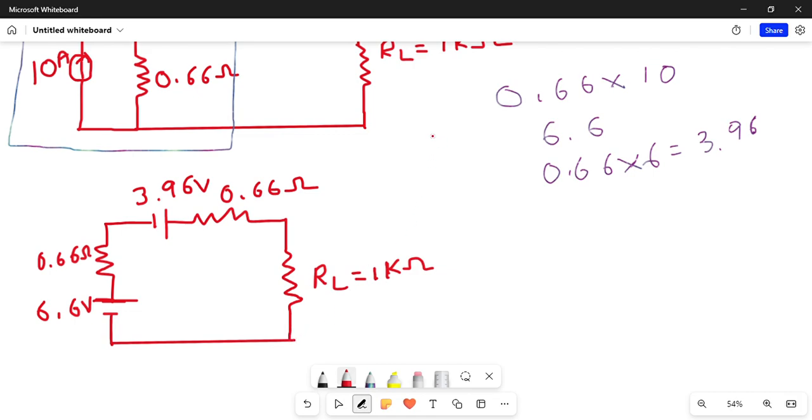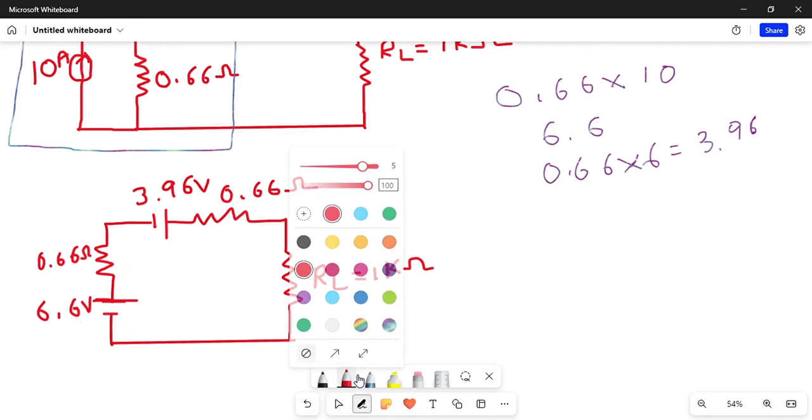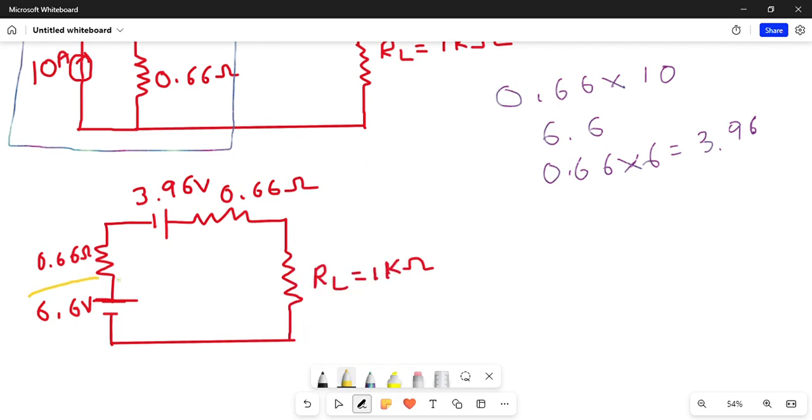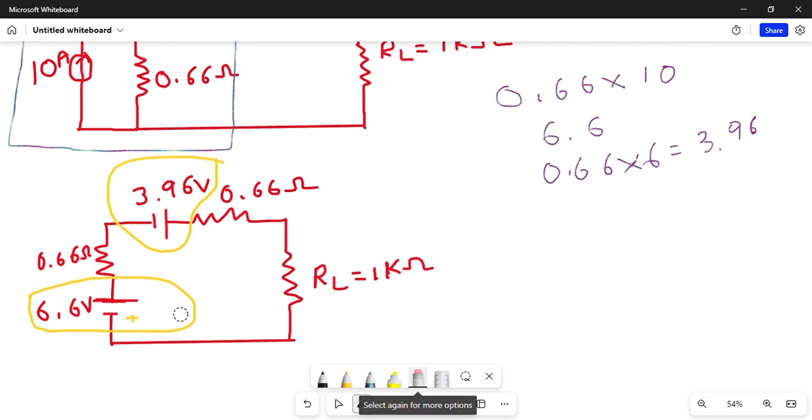Okay. So now what I'm supposed to do, you can see that there are two voltages in series. I'll take a light color. See, there are two voltages in series, this one and this one. According to the polarities, we are going to add or subtract. If you look at the polarity, they have the same polarity. Here it is negative to positive, and here also it is negative to positive.